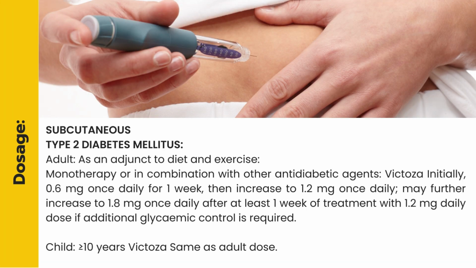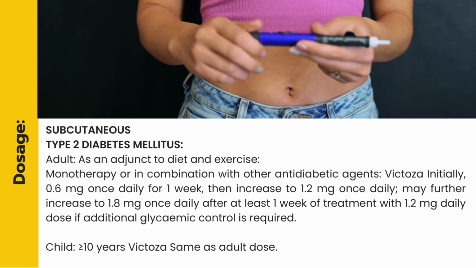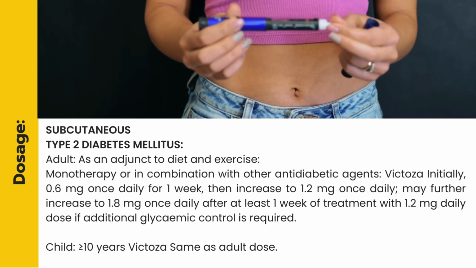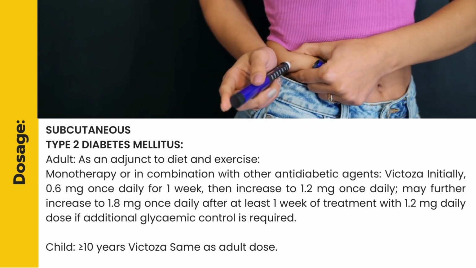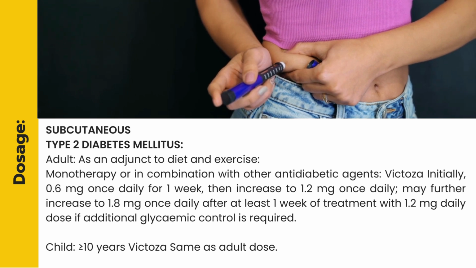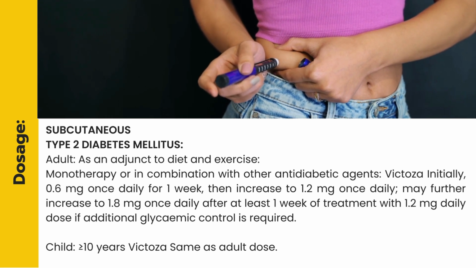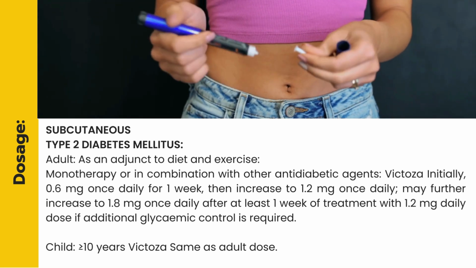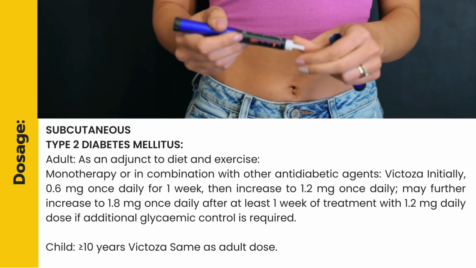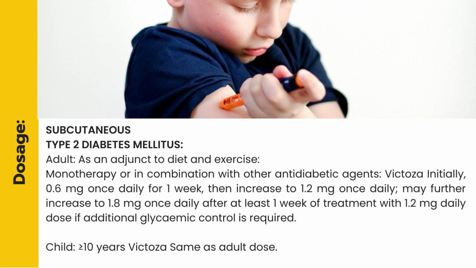Dosage. Subcutaneous. Type 2 diabetes mellitus. Adult, as an adjunct to diet and exercise, monotherapy or in combination with other antidiabetic agents. Victoza initially 0.6 mg once daily for 1 week, then increase to 1.2 mg once daily, may further increase to 1.8 mg once daily after at least 1 week of treatment with 1.2 mg daily dose if additional glycemic control is required. Child greater than or equal to 10 years, Victoza same as adult dose.